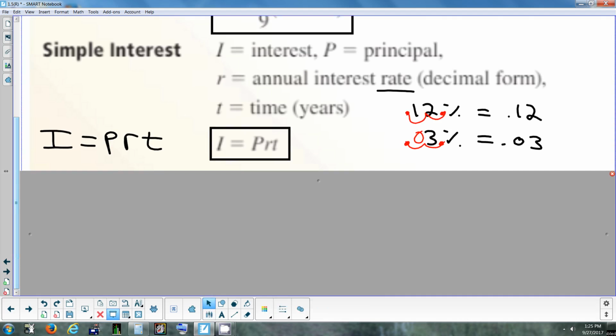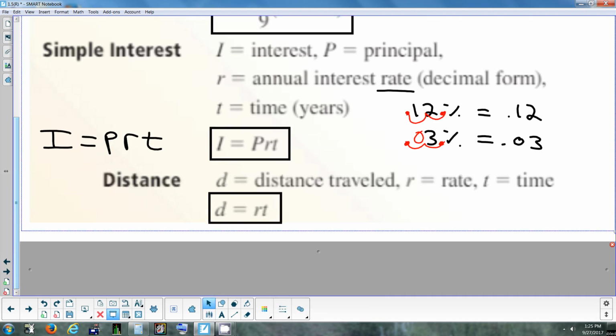So we have the temperature formula, we have the interest formula, and the last one is the distance formula. Distance equals rate times time. D is your distance. R is how fast, like 20 miles an hour, 40 miles an hour. And T is how long you've been driving. Is that I equals PRT for the above one?